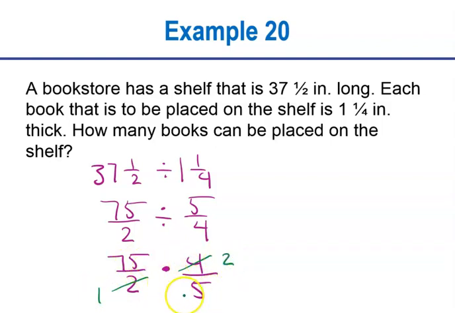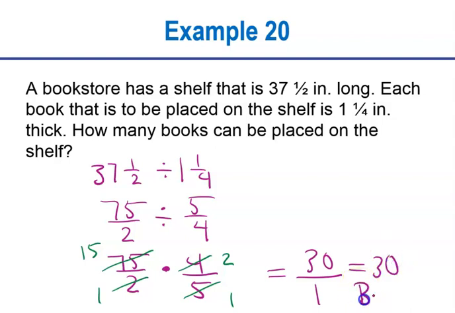75 and 5 have a common factor as well. 75 divided by 5 is 15, and 5 divided by 5 is 1. Now when we multiply, we get 15 times 2 is 30, and then 1 times 1 is 1. And we know 30 over 1 in simplest form is just 30. 30 what? 30 books will fit on the shelf.